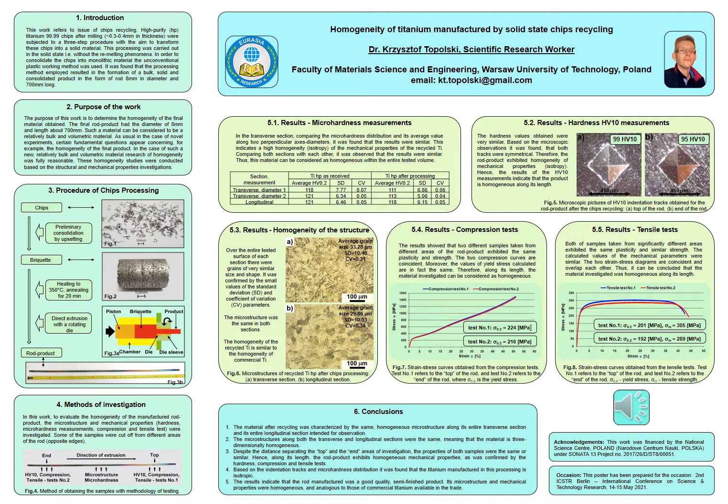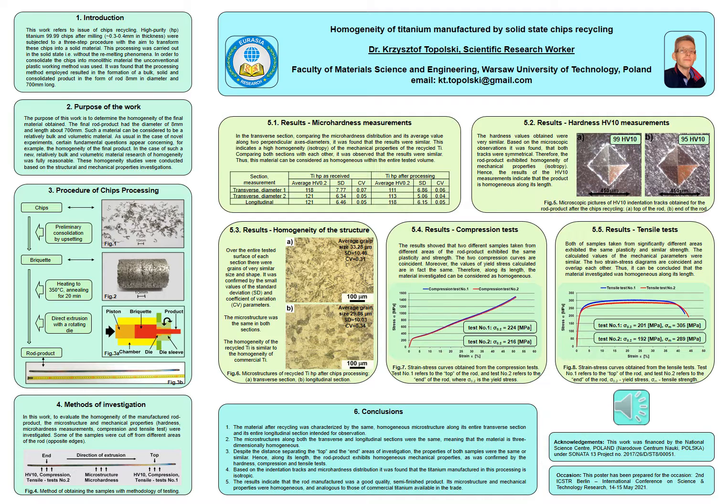In the section number 5.3, the homogeneity of the structure was presented. The results of microstructure investigation are visible in figures 6a and 6b. The recycled titanium exhibited a very homogeneous microstructure with equiaxed similar grains. Over the entire tested surface of each section, there were grains of very similar size and shape, what was confirmed by the small values of the SD and CV coefficients. There were no microstructural differences in different regions of the sample. Moreover, it was found that the microstructure was the same in both sections. In the longitudinal section, no effect of texture on elongated grains was observed. This effect often occurs in the products such as the rod.